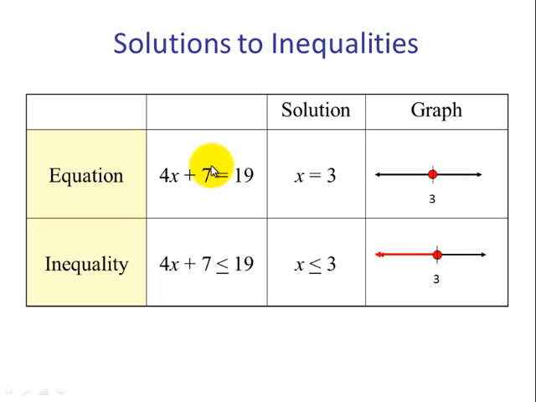An equation always has an equal sign, and in this case this equation solves to x equals 3, and this is the graph. Out of all the numbers on the number line, there is only one number, 3, that will make this a true statement. For the inequality, it turns out in this case x is less than or equal to 3, and we have an infinite number of points here that will make this statement true. So all numbers that are less than or equal to 3 will make this a true statement.